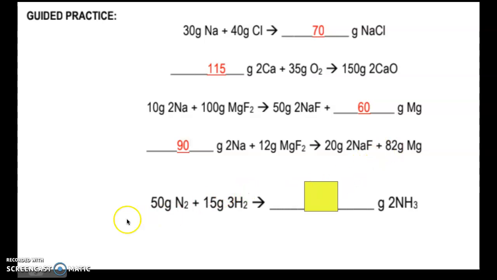And then for our final one, we have 50 grams of nitrogen gas plus 15 grams of hydrogen gas equals an unknown amount of grams of nitrogen and hydrogen bonded together in a molecule. So because our reactants' mass must equal our product's mass, that means we add up the mass of the reactants, which is 65. And that should equal what's on the other side. So we have 65 grams of nitrogen hydrogen gas, or ammonia.